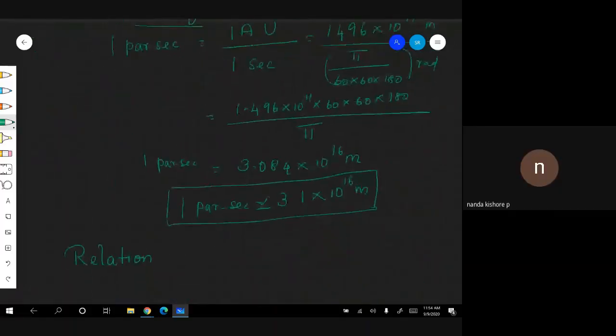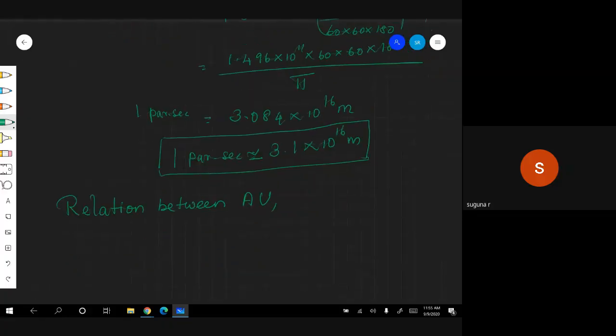Hope it is clear, Nandakishore. Clear, ma'am. Now the relation between the astronomical unit, and we are going to relate all the 3. We have seen so many big units of length now. 3 big units. What are they? Astronomical unit, light year, and parsec. So the relation between AU, light year, and parsec.